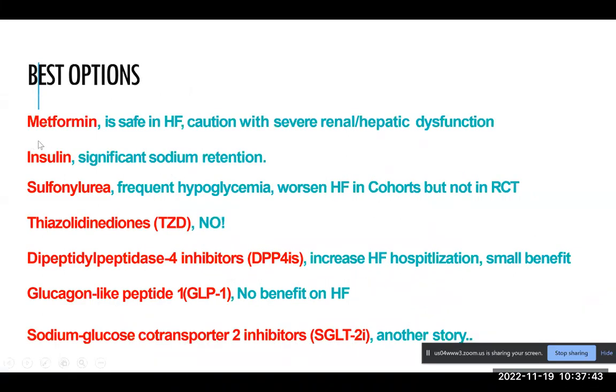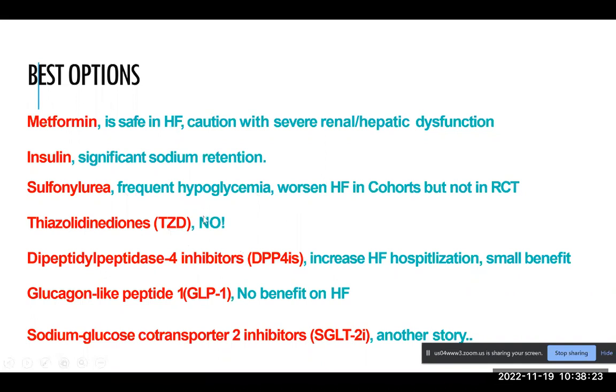So best options, metformin is safe in heart failure. You should use it with caution if you have severe renal or hepatic dysfunction, but generally it is safe. If you are starting insulin in a new patient, then you should expect some sodium and water retention. So you might want to increase your diuresis if those patients will be shifted to insulin. Sulfonylurea in heart failure generally causes frequent hypoglycemia and might worsen heart failure, but this is in cohorts, but not in RCTs.